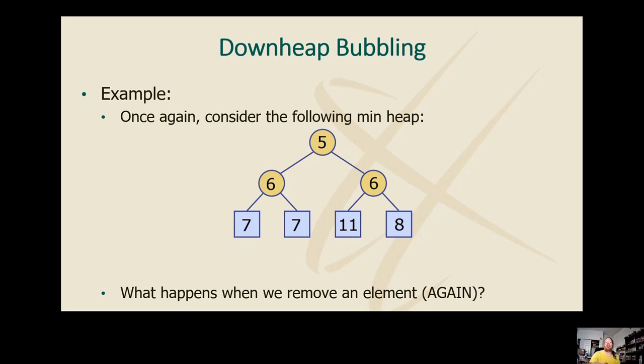What happens if we do it again? Let's try this. Well, now we have to swap with 8. So 8 comes up here. And this goes away. Now which way do we go?